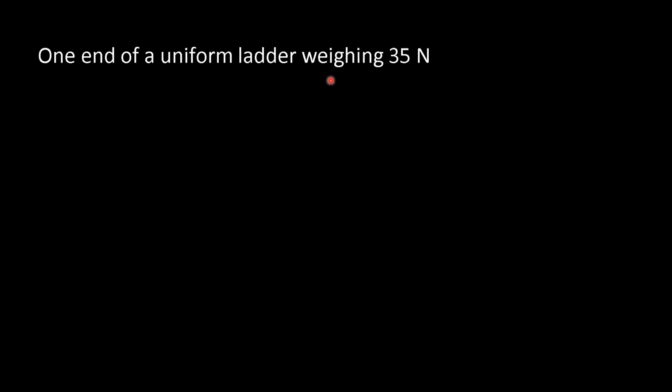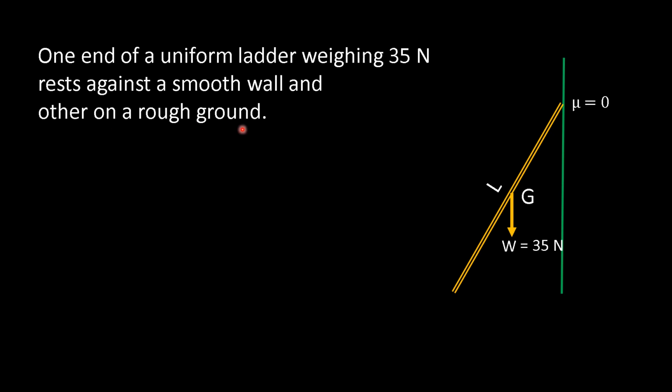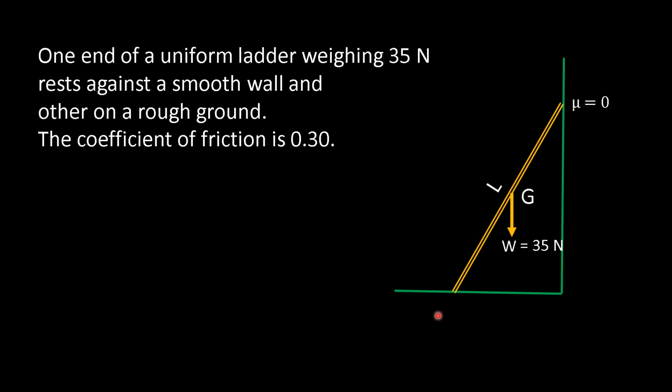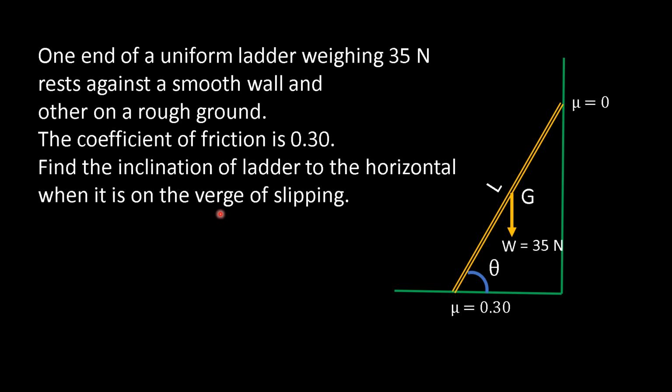One end of a uniform ladder weighing 35 Newton rests against a smooth wall. Because it is smooth wall, coefficient of friction mu is 0, and other on a rough ground. So this is the rough ground whose coefficient of friction is 0.3. Find the inclination of the ladder to the horizontal, that is theta, when it is on the verge of slipping.